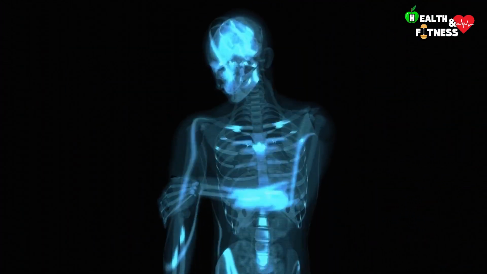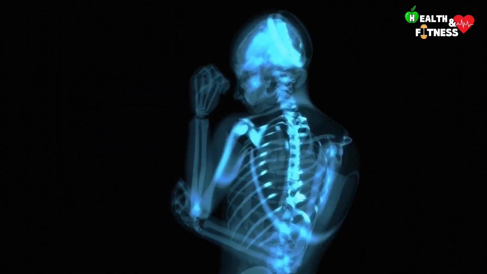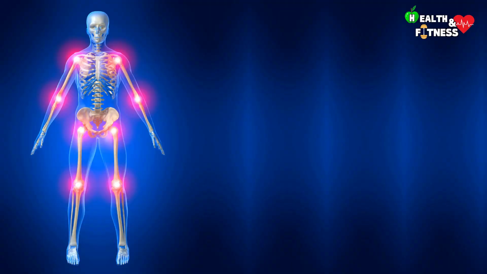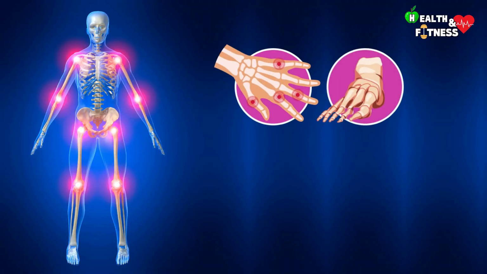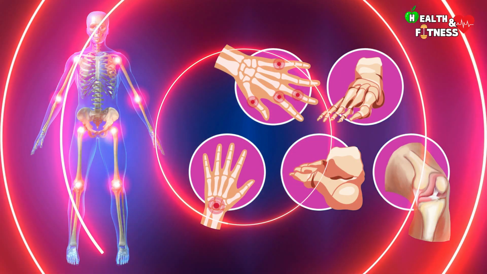Rheumatoid arthritis usually affects the joints symmetrically and bilaterally, that is, on both sides of the body. Typically, the first to be affected are the small joints of the fingers and toes, wrists, ankles, and knees, which become inflamed, hot, swollen, and difficult to move.